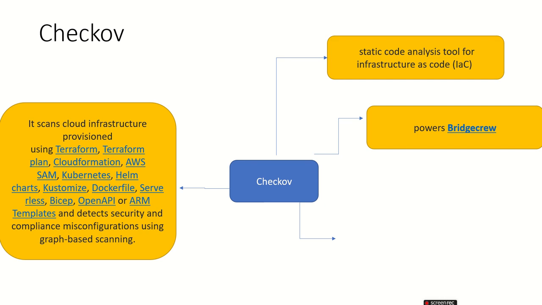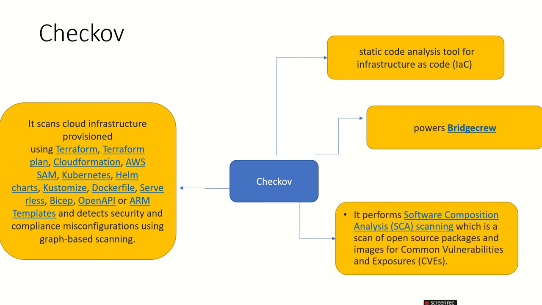The next thing is it scans cloud infrastructure provisioned using Terraform, Terraform Plan, CloudFormation, AWS SAM, etc. And it detects security and compliance misconfigurations using graph-based scanning. The next thing is it performs software composition analysis scanning. That means SCA scanning, which is a scan of open source packages and images for common vulnerabilities and exposures. So that is it about the Checkov tool, right?